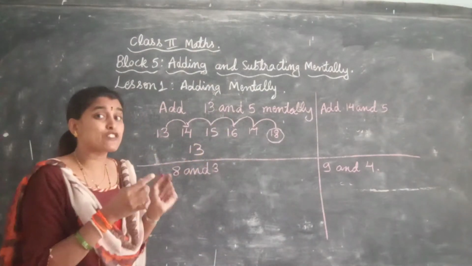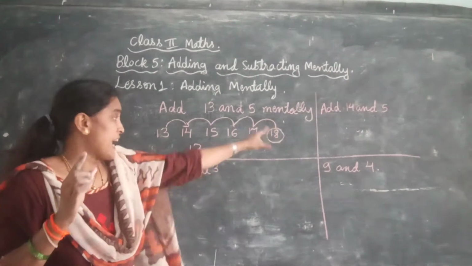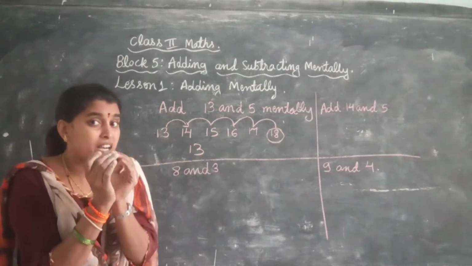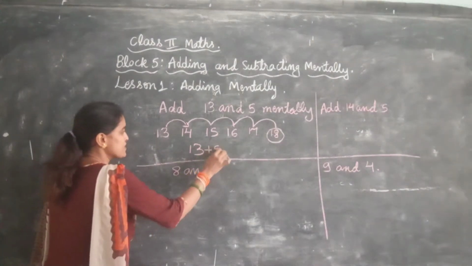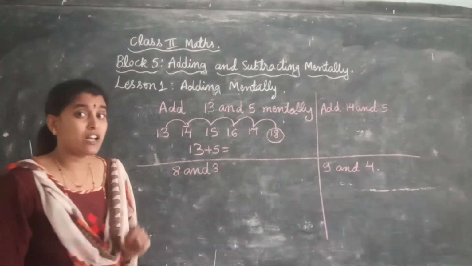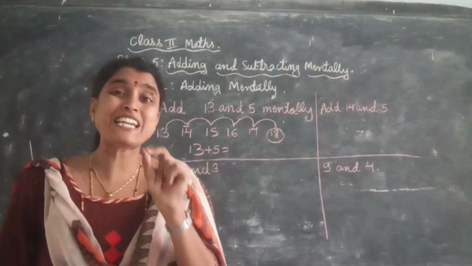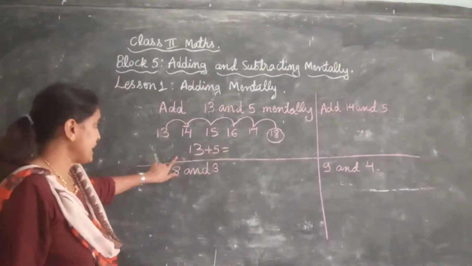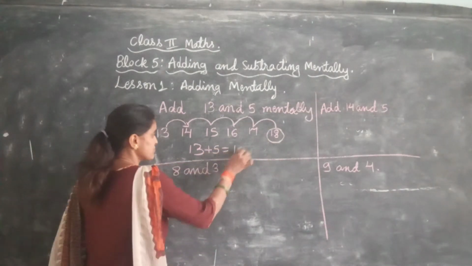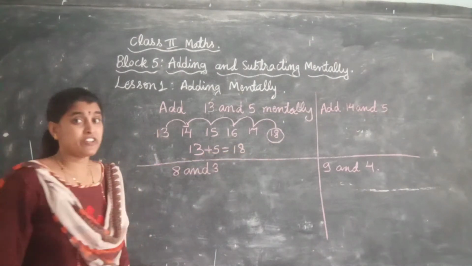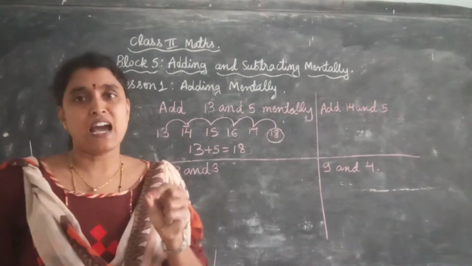The sum of 13 and 5 is 18. See, to add the numbers, which symbol do we need to use? Plus. 13 plus 5. To show the total, we need to use the symbol equal to. So 13 plus 5 equals 18. The last number we count tells us the answer.